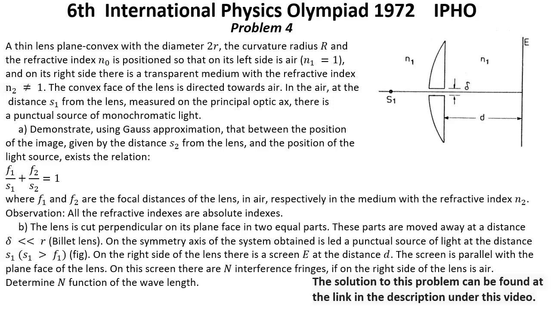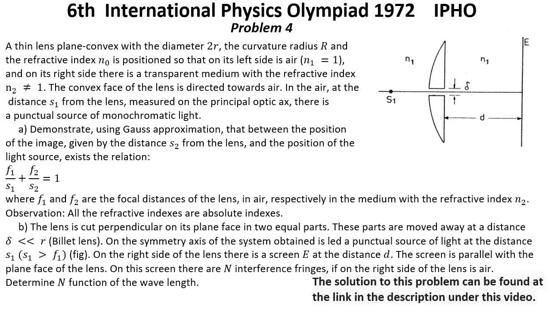and the refractive index n0 is positioned so that on its left side is air, n1 equal to 1, and on its right side there is a transparent medium with the refractive index n2 not equal to 1. The convex face of the lens is directed towards air. In the air, at the distance s1 from the lens measured on the principal optic axis, there is a punctual source of monochromatic light.